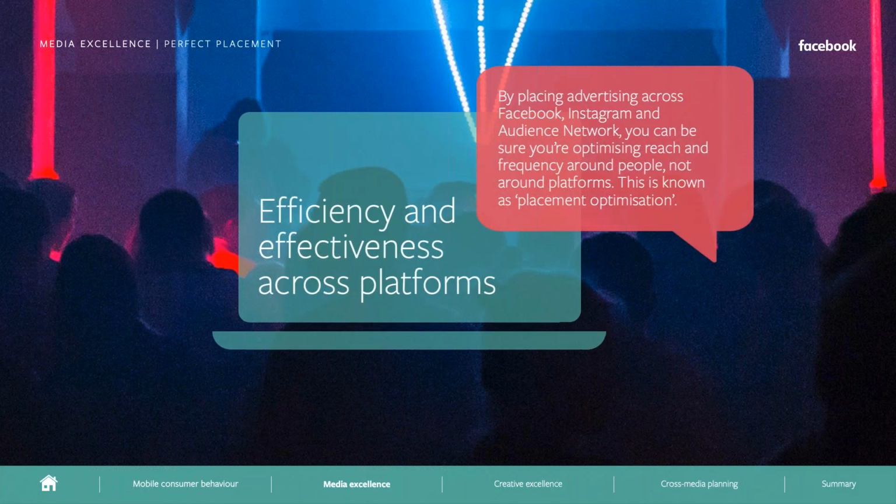Optimal placement is really about efficiency and effectiveness across our different platforms. All our platforms are centered around people that are logged in. So by placing advertising on Facebook, Instagram, and our ad network, Audience Network, you can be sure you're optimizing reach and frequency around people and not around platforms and different placements. This is known as placement optimization.